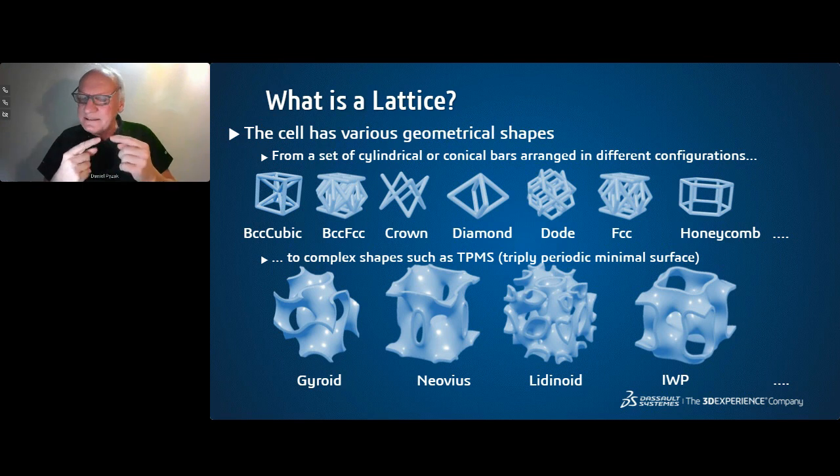Very recently, even if those have been created or found a long time ago, probably 30 years ago, I think by a guy from NASA, thanks to him, the so-called TPMS, triply periodic minimal surface. The most famous is the gyroid that you can see on the lower left corner. But there are many others, like Neovius, Lidinoid, IWP.